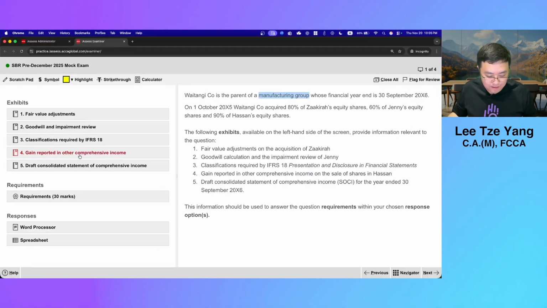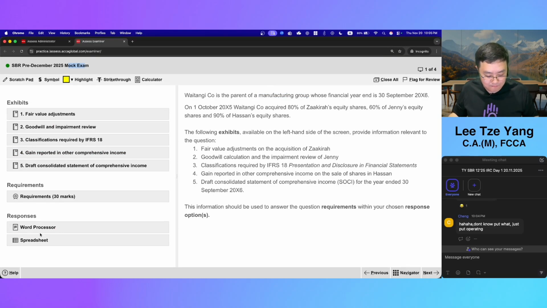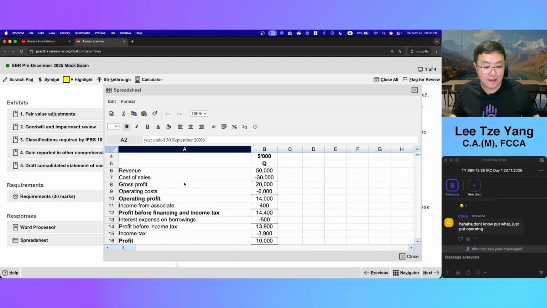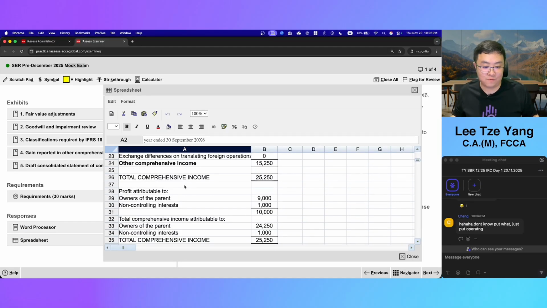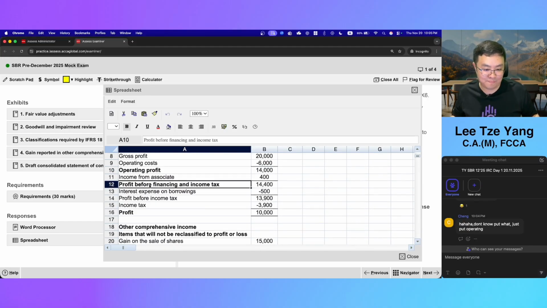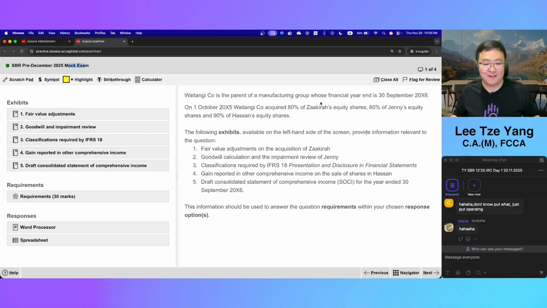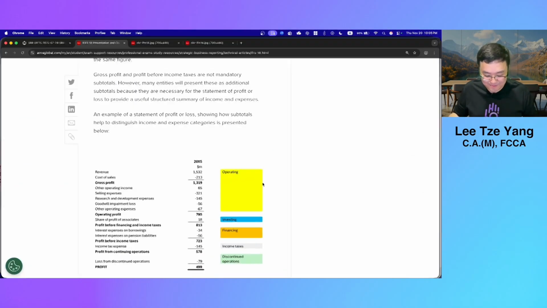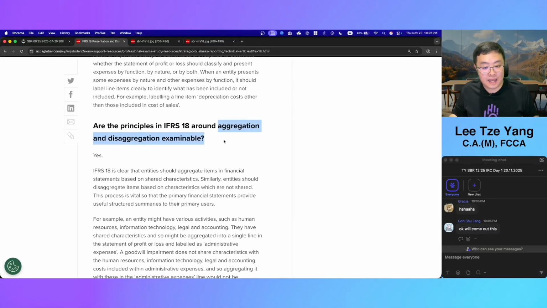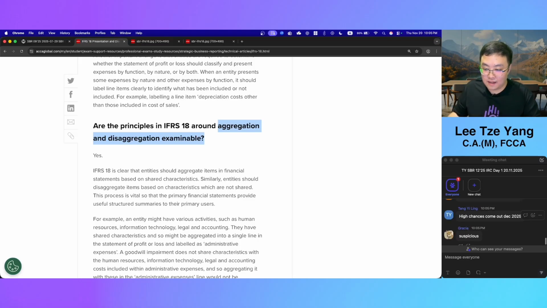It is good that the mock exam by ACCA finally gives us a consolidated SOPL and OCI. Finally, I've been waiting for this question for so long, a sample that we can look at that involves the new format. Then you also need to know the theory, aggregation and disaggregation. This will come out. This September, SOPL and SOCI came out.